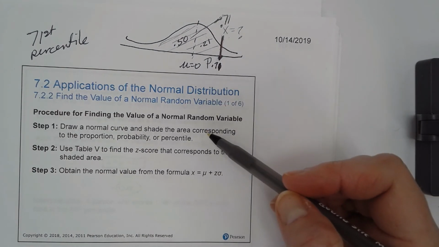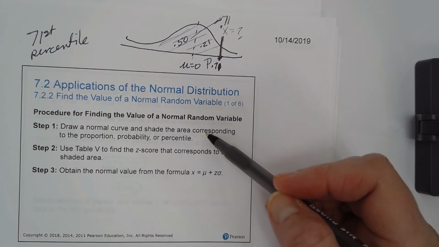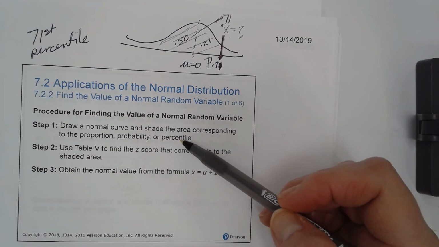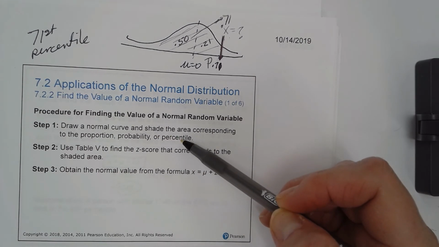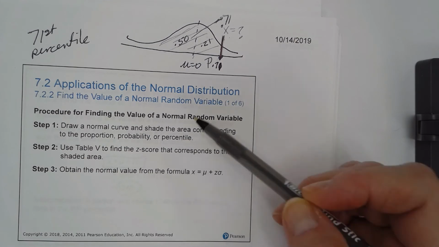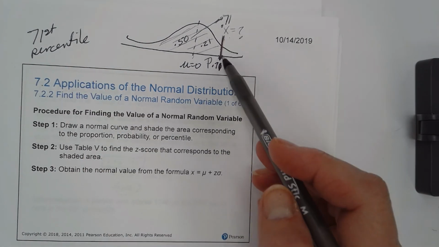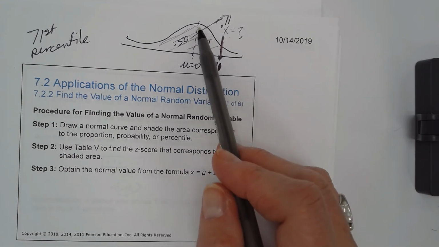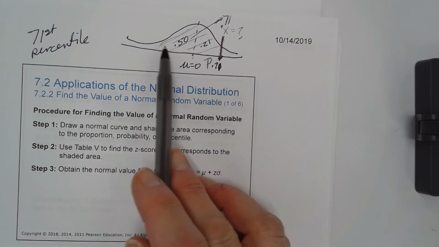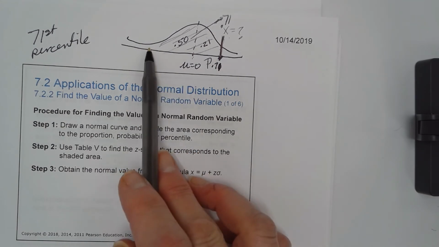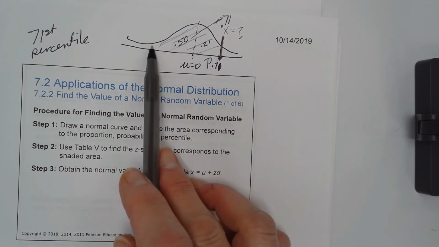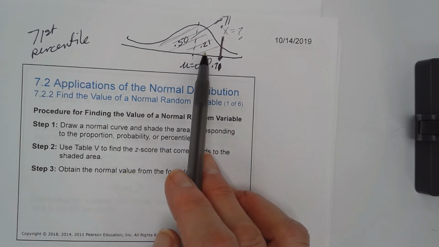First thing you want to do is draw the normal curve. Shade the area corresponding to the proportion, probability, or percentile that they give you. So if they give us the 71st percentile, I'm going to put the 71 here and shade it. Remember that the mean is always in the middle, and half of the data, or 0.5, is to the left. So if this whole thing is 71, half of it is over here, 0.5. That leaves 0.21 of it right here.